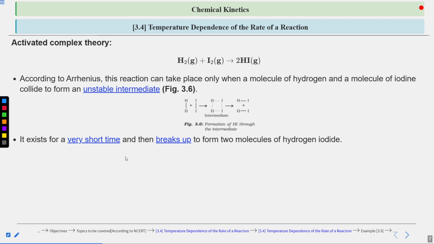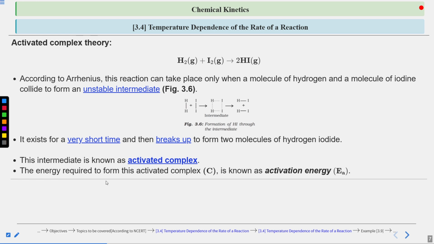Coming back to our point, this intermediate is known as the activated complex. The intermediate which is forming for this particular reaction is unstable, exists for a very short time, and breaks up into two molecules of hydrogen iodide. This intermediate is known as the activated complex. Remember, in the graph we have shown the activated complex energy as very, very high compared to the energy of the reactants and the energy of the product, right? That is the reason that, because its energy is very high, it is very unstable, and it wants to be stabilized by the formation of the product.